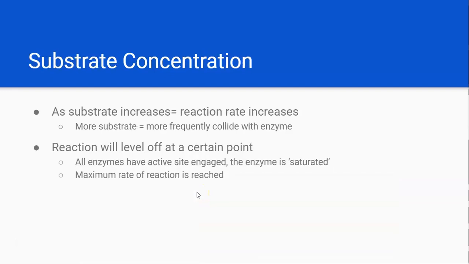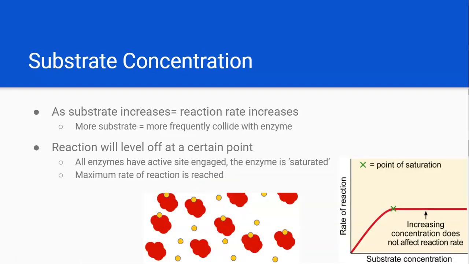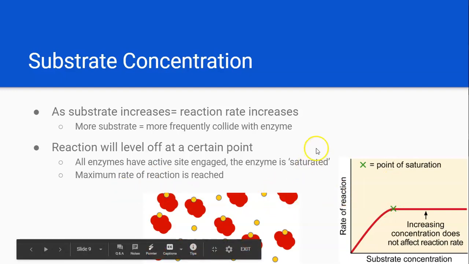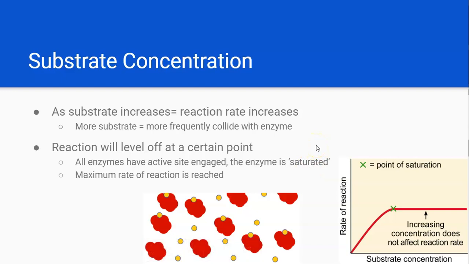The same is really true for substrate. If you increase substrate, you're increasing the likelihood that it would collide with an enzyme. But at a certain saturation point, all of the enzymes are occupied. So adding more substrate isn't going to have any effect. So it works to a point and then it levels off.